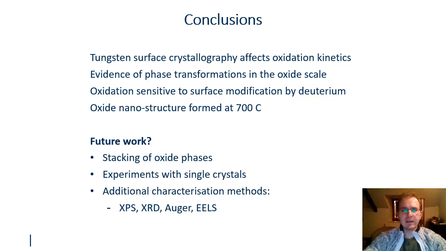We've also seen that oxidation is sensitive to surface modification by deuterium, which is evidenced by the difference in the oxide thickness observed for the low and high deuterium content regions of the plasma-exposed samples. And also we've seen the oxide nanostructure formed at 700 degrees Celsius.